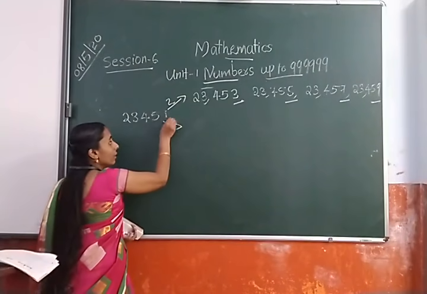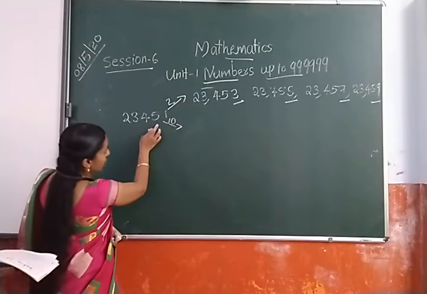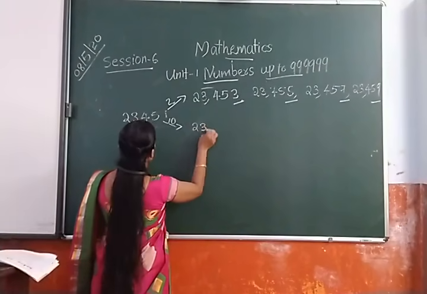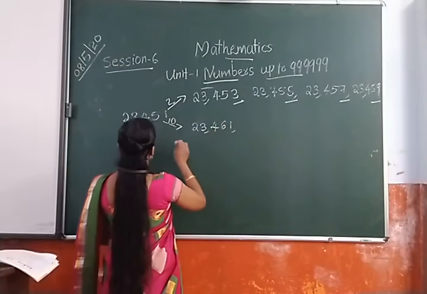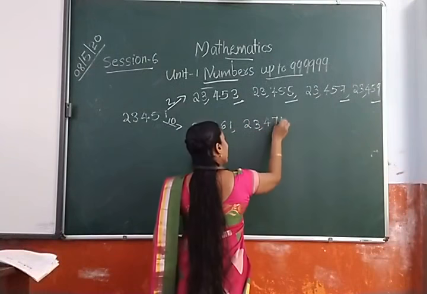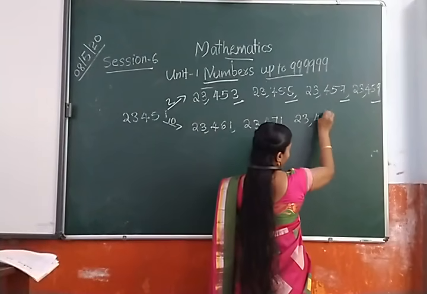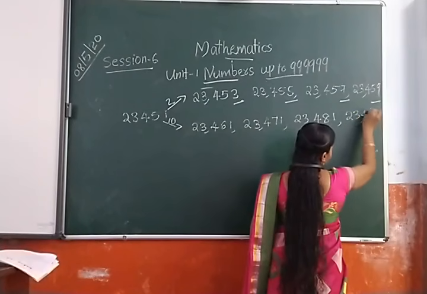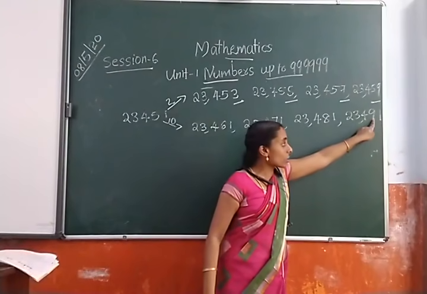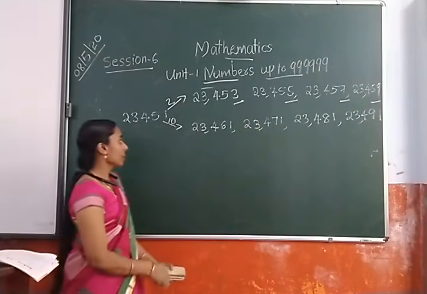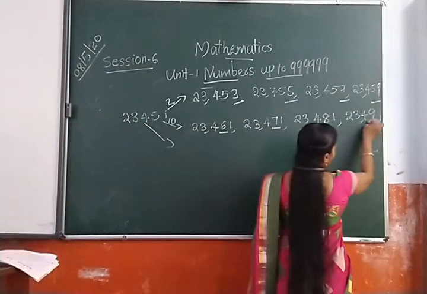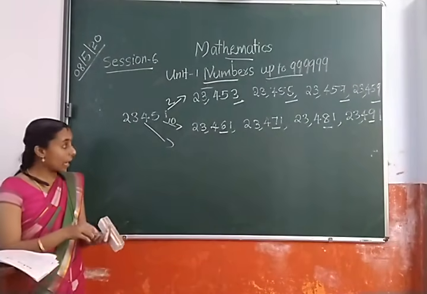Counting by tens, which place will change? Tens place. Which number is in the tens place here? 5. Here 23,461, 23,471, 23,481, 23,491. Okay. Then when we add 1 to the 9, the 9 changes into 0 and 1 is added in the hundreds place. Then counting by hundreds. Here the tens place: 6, 7, 8, 9.